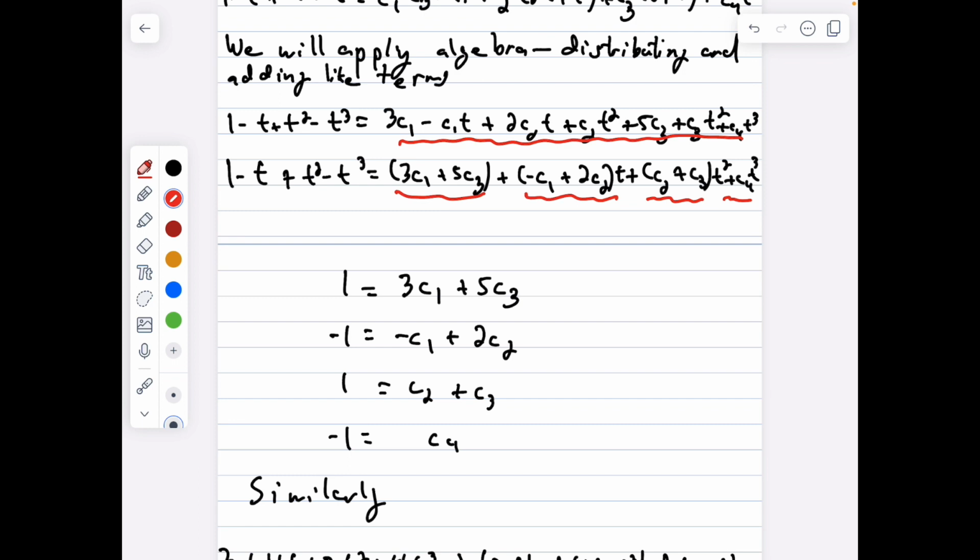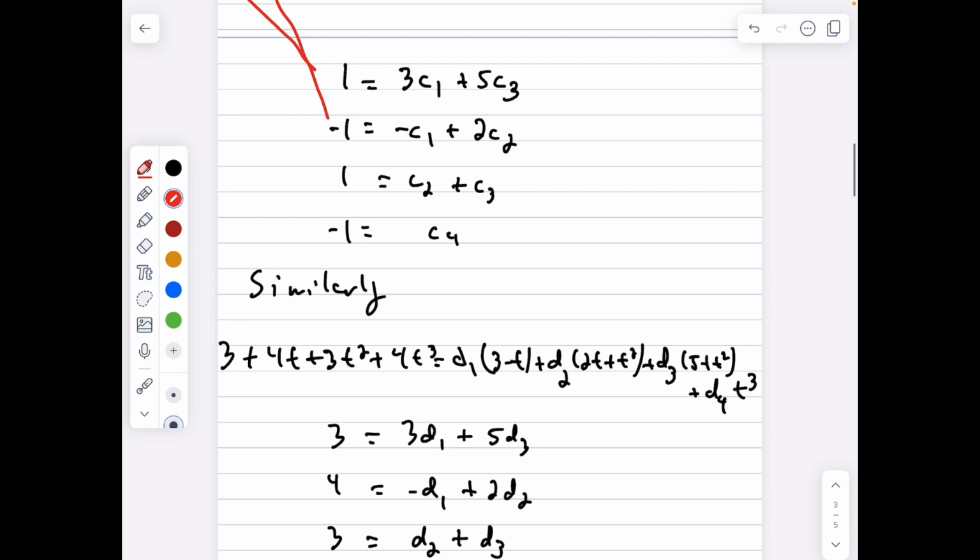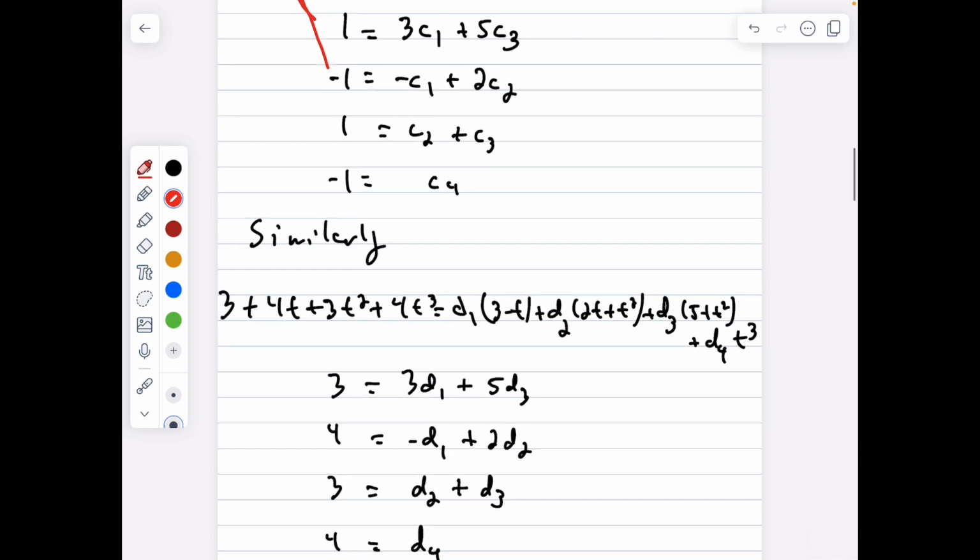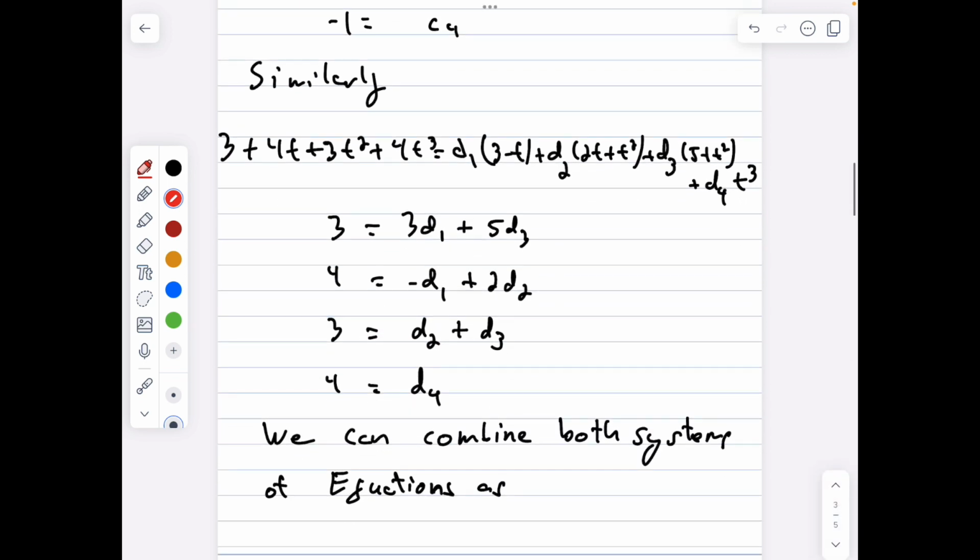The coefficient for the constant is 1, so that has to equal 3C1 plus 5C3. The coefficient for t is minus 1, which has to equal minus C1 plus 2C2. You would have 1 equals C2 plus C3, and minus 1 equals C4. Now you have that system, and instead of just solving it, let's look at what you have to do for the other polynomial.